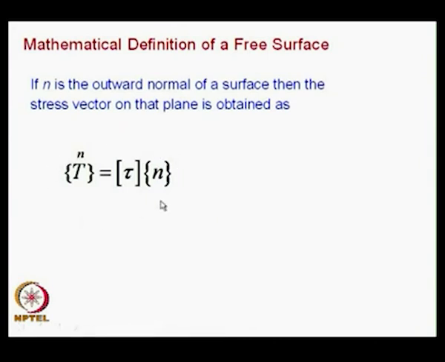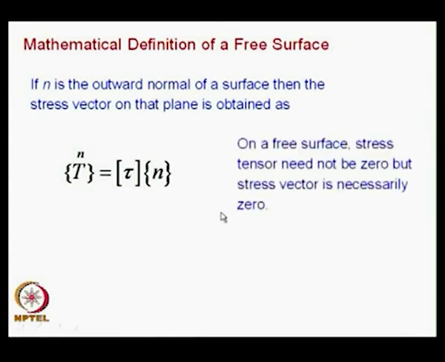And before we look at solving an example, we would just make a statement: what is the definition of a free surface? On a free surface, the stress tensor need not be 0, but the stress vector is necessarily 0. In fact, in many of your problems like simple tension, bending or torsion, you had free surfaces.